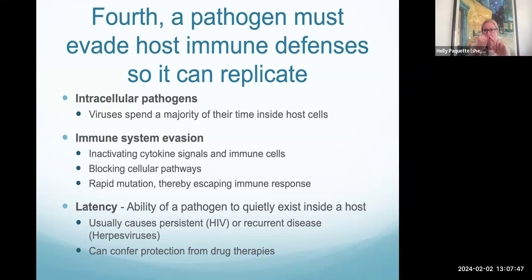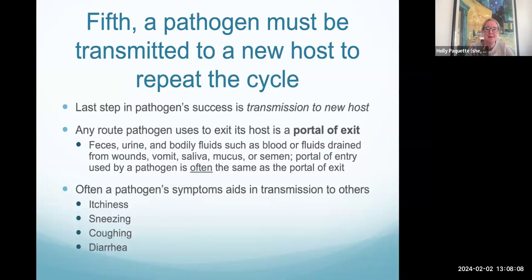So if I went to the portal of entry, I attached myself, I invaded and got into the cells, and I managed to not get deactivated by the immune system, I can now replicate, and I will make millions upon millions of virions and be ready to release them from the cell. And that brings us to our fifth step. Our fifth step then is that the pathogen now wants to be transmitted to a new host. So maybe I'm sick of being in this particular body, and now I'm going to be transmitted to another. So the last step in a pathogen's success is that transmission to a new host.